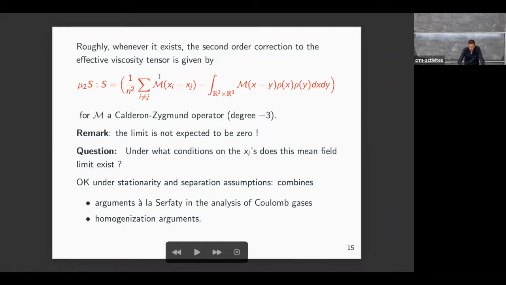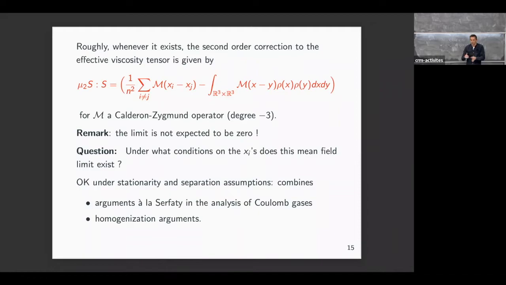This is just a little comment, but the first remark is that the limit is not expected to be 0, which would not be the case if M was smooth. So everything comes from the singularity. And what we found nice here is that this problem of finding the limit of this kind of mean field terms connects very much to works of Sylvia Serfaty and co-authors in the analysis of Coulomb gases. There are ideas from this field that you can really import here.